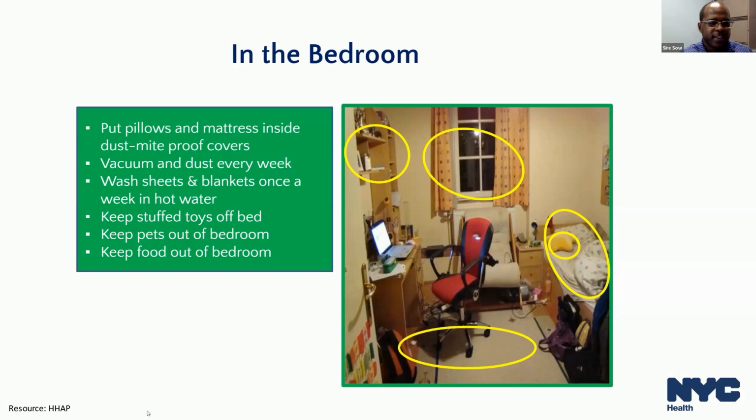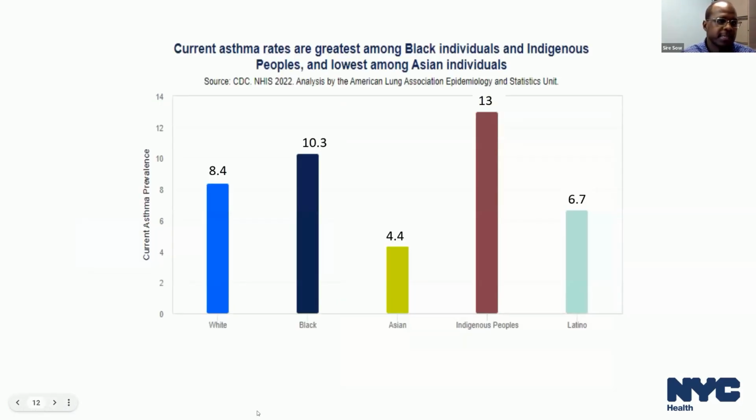This is just a case study of some of the things you could do if you or someone you love in your home have asthma, and some of the things to keep in mind. Having gone through what asthma is and triggers, now we're going to go into prevalence, how common asthma is.